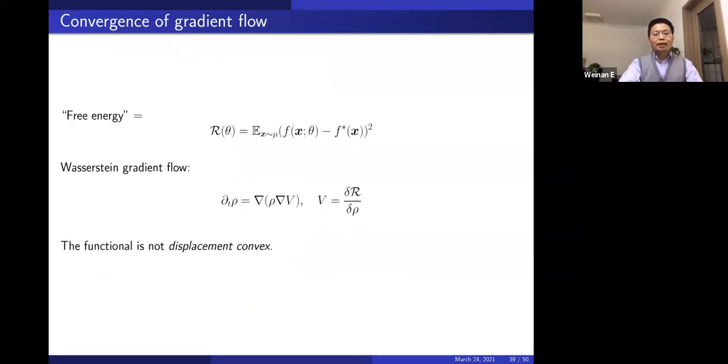So it's a scaled two-layer neural network. I don't have time to describe this. So there, the one question is what about the convergence of these gradient flows? Well, unfortunately, even though this is a nice Wasserstein gradient flow, the functional here is not displacement convex, which means the usual theory doesn't apply. And as a matter of fact, we're almost back to step 0.